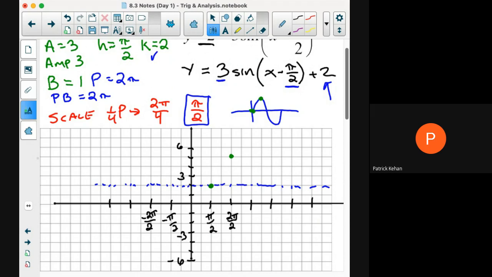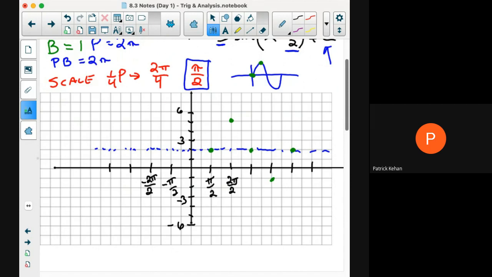And then another quarter period over, I'm back down to the line of oscillation. Another quarter period over, I am down 3 more units right here. Another quarter of a period over, I am back up to the line of oscillation. This is one complete wave at this point. And then I'm going to balance this more on the left side as well.